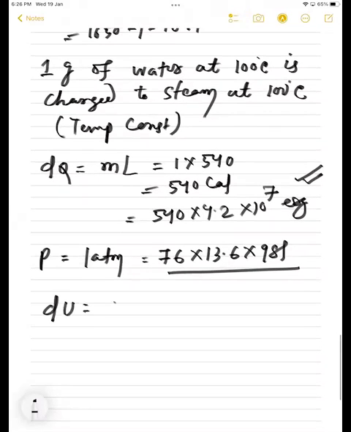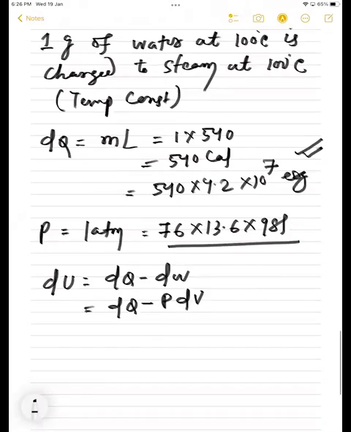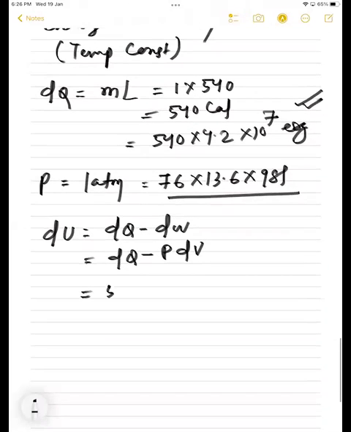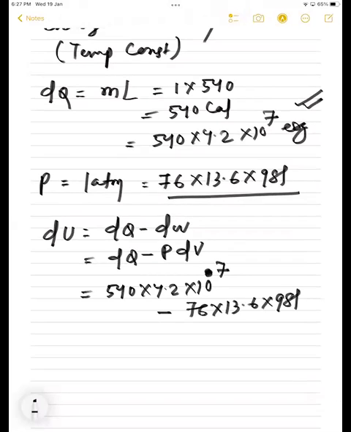Internal energy how much? dU is equal to delta Q minus dW, and dW is how much? P into delta V. And delta Q how much? 540 into 4.2 into 10 to the 7. Just now we got, right? Minus how much? 76 into 13.6 into 981 into, students, P delta V.